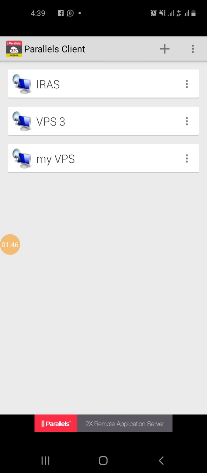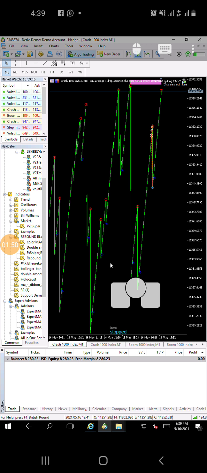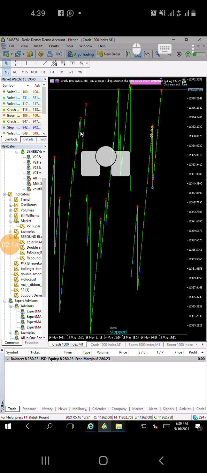So here it is. So let me use this one. Okay, this is my VPS. So if you are someone that have your MT5 on your laptop or your desktop, you will notice that when you open the MT5 and you log in your information there, it will pop up like this. You'll be having something like this. Unlike the phone, it will be different when you open the MT5.